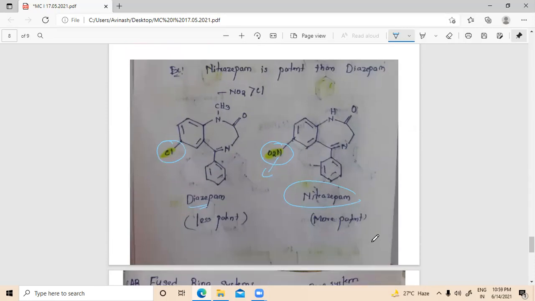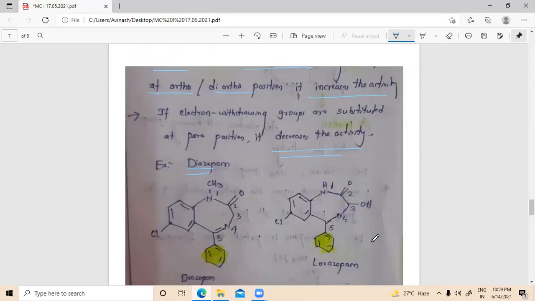Okay, so this is about the SAR of benzodiazepines.